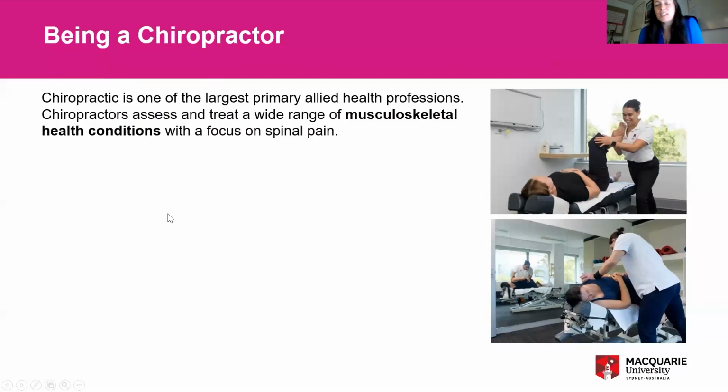So firstly, I just wanted to give a little bit of introduction as to what being a chiropractor is all about. Chiropractic is one of the largest primary allied health professions in Australia. And basically, as chiropractors, we assess and treat a wide range of musculoskeletal health conditions. We do have a focus on spinal pain, but we can treat pain or movement dysfunctions throughout the entire body.